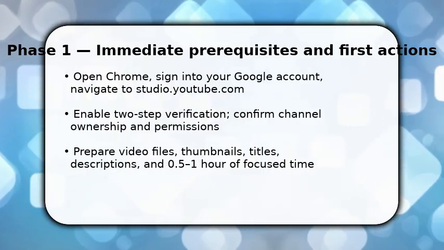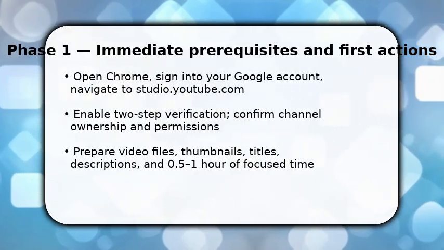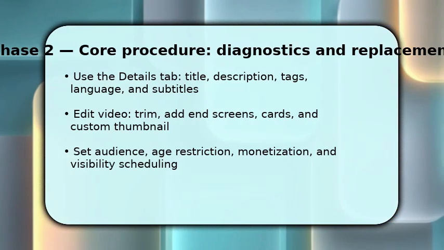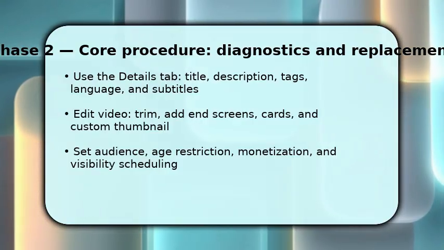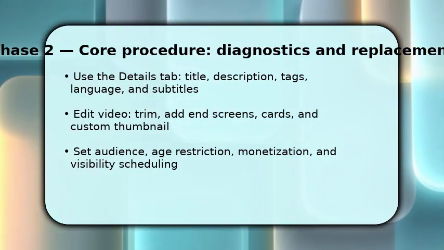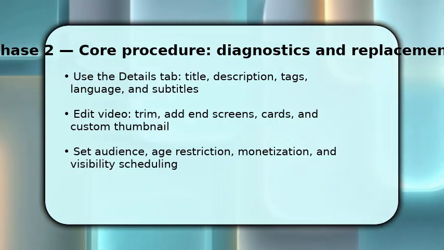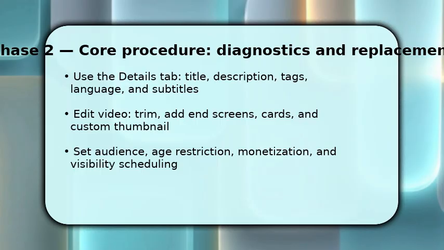You'll see progress bars and basic settings. Set visibility and schedule before moving to detailed metadata. Now focus on the details and editor sections to improve discoverability and watch time. You add a clear title and keyword-rich description, then attach subtitles and tags. This helps search and accessibility.